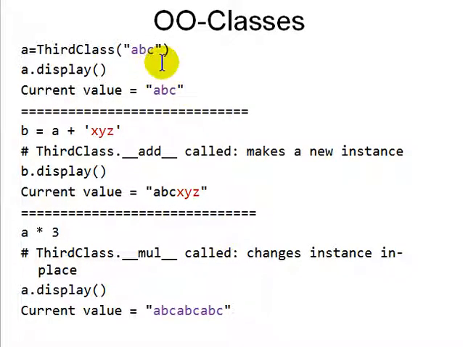So you have a third class, a equals ABC, and you give it an input ABC string. Say display, it says current value equal to ABC, third class. And if you add XYZ to it, add makes a new instance. So what you get is a plus XYZ. So a was ABC. Then you look at b dot display. This current value is ABC concatenated with XYZ. And if you multiply by 3, it changes the instance in place. Basically, you're not creating a copy in this case. So if you display a dot display, a actually got changed. It became ABC, ABC, ABC.